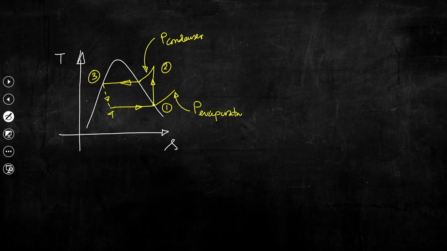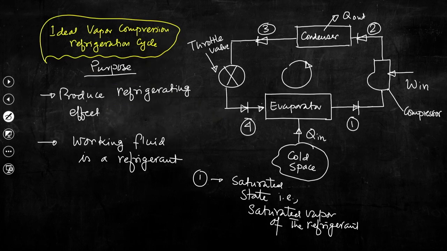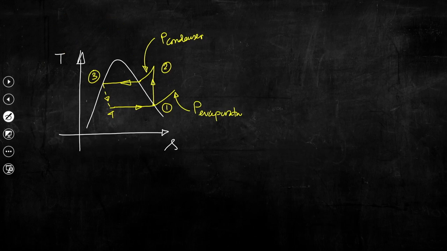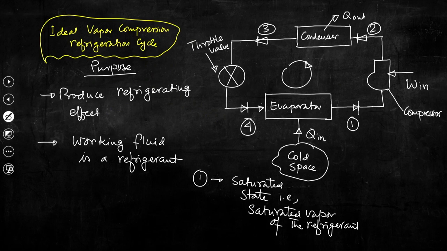What we can understand from this TS plane, and from this schematic depiction of the ideal vapor compression refrigeration cycle, is that the process in the evaporator, the conversion of state point 4 into state point 1, occurs at constant pressure. We can see that from this TS plane. On the other hand, the refrigerant vapor changes its state from state 2 to state 3 in the condenser, and this process also occurs at constant pressure.